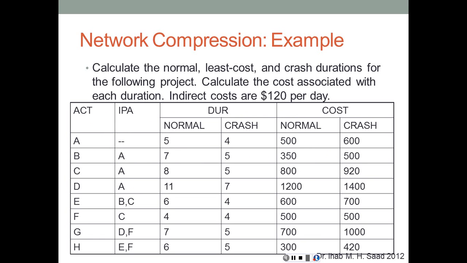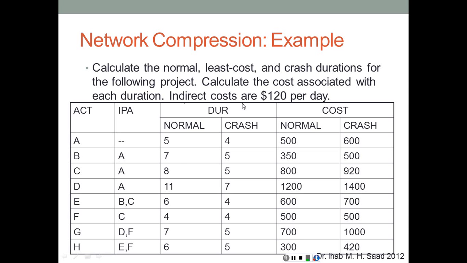So here's the example. It shows us a network with the IPAs, immediate preceding activities, and each activity having two durations, a normal duration and a crash duration, and a normal cost and a crash cost. Notice, for example, that activity A has a normal duration of 5 and a crash duration of 4, therefore its compressibility, delta T, is equal to 1. It has a normal cost of 500 and a crash cost of 600, therefore its delta C is 600 minus 500. So by looking at these 4 numbers, the cost slope for activity A becomes 600 minus 500, which is 100, divided by 5 minus 4, which is 1. So its cost slope is $100 per day.